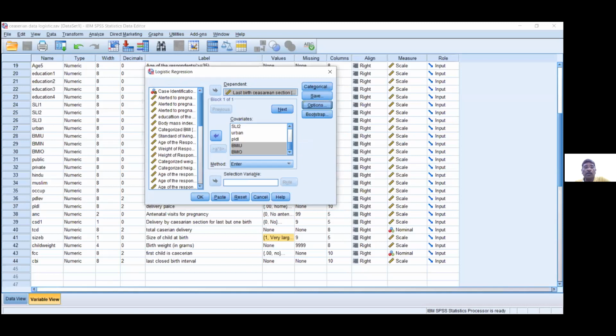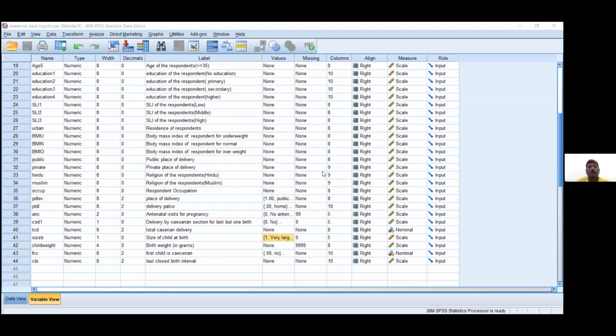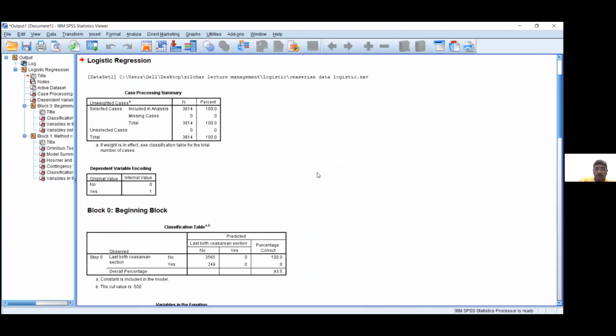This slide is not visible, I think. No? The output slide is not visible. Okay, this is visible. Let me inform whether this output slide is visible or not.